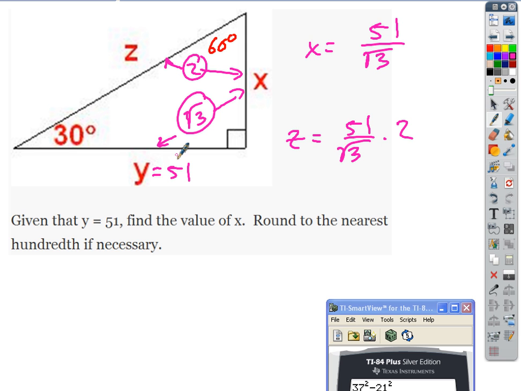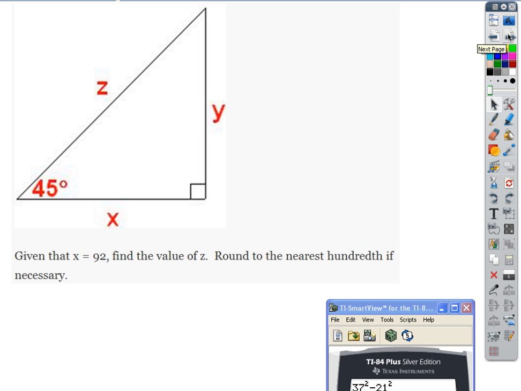Okay. 45, 45, 90, even easier. The only magic number we have is only one of them, and that's the one that connects either of the two legs, because they're the same size, right, to the hypotenuse. What is that magic number? Square root of 2.